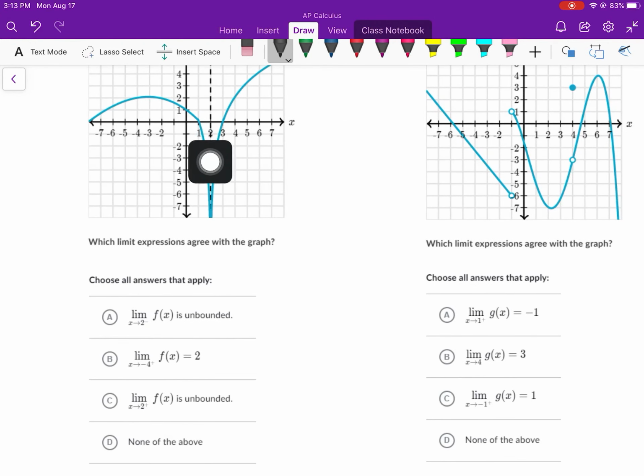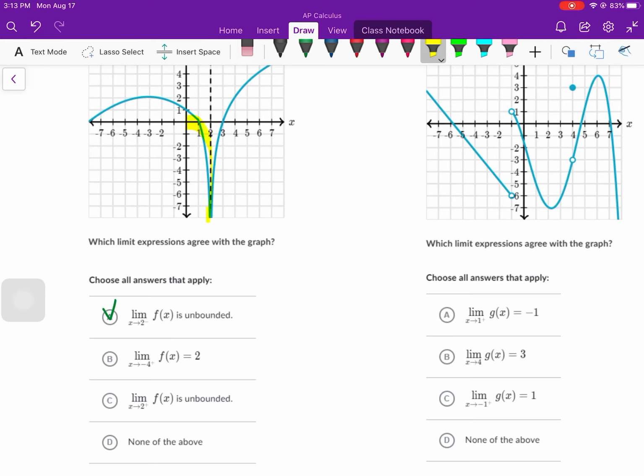If you look at this, the limit as x approaches 2, you see how it's going down to negative infinity from both sides? So the limit as x approaches 2 from the left, this time it's from the left, if you see that little minus sign, I'm not sure if you can see it through the recording, is unbounded. From the left side, it's unbounded. It's even unbounded from the right side. So this one checks off.